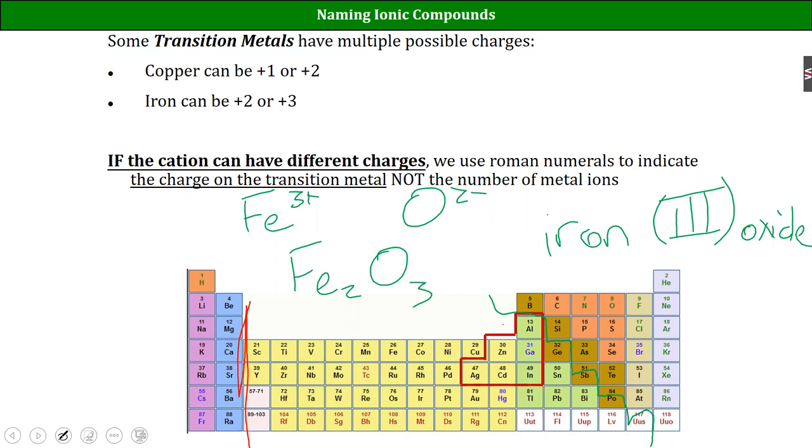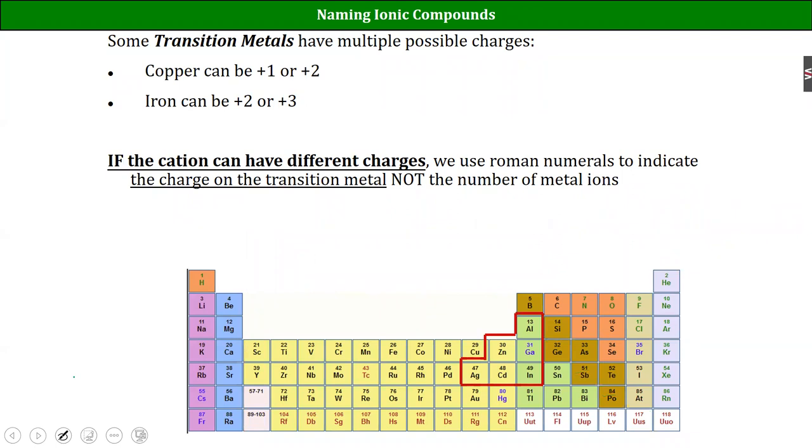Let's walk through the logic of why that is. For this column, aluminum, gallium, and indium, how many valence electrons does aluminum have? It's got three electrons. And there's no d orbital. The reason that the others get weird is because d orbitals sometimes have more than one stable way you can arrange electrons.